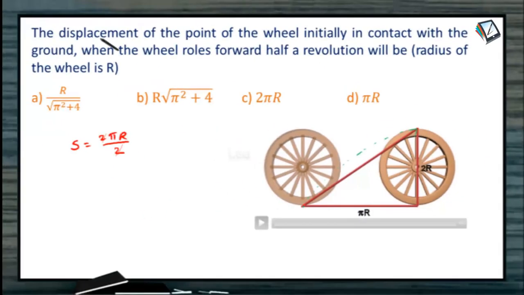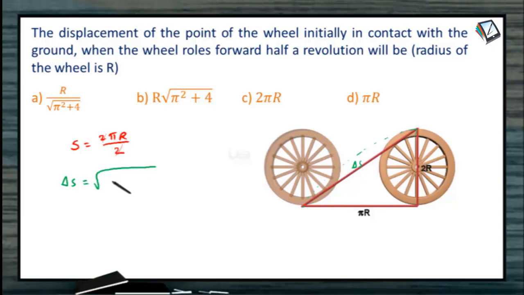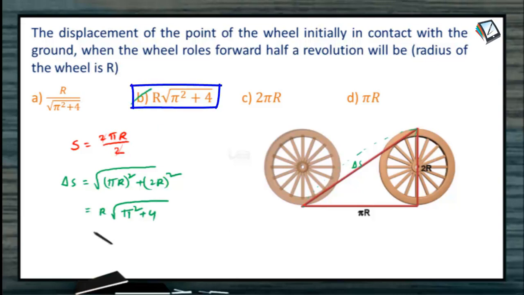So the displacement of this point, delta s, is equal to the shortest distance, and that we can calculate using the simple Pythagoras theorem. So (pi r) squared plus (2r) whole squared. So displacement is equal to r under root pi square plus 4. So option B will be the correct option.